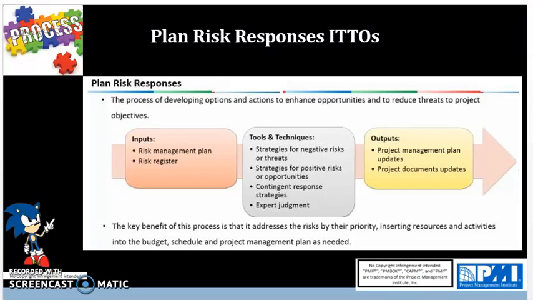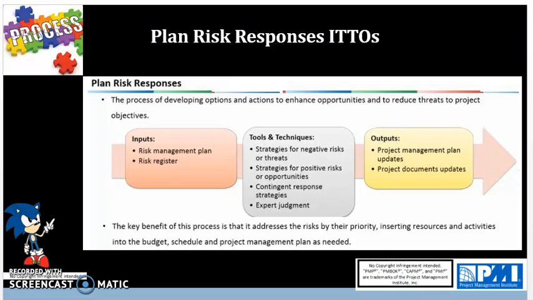Next, we go over the tools. For tools, we have strategies for negative risks or threats. Also, you have strategies for positive risks or opportunities, and contingent response strategies and expert judgment. So strategies for negative risks or threats, basically you have four flavors.